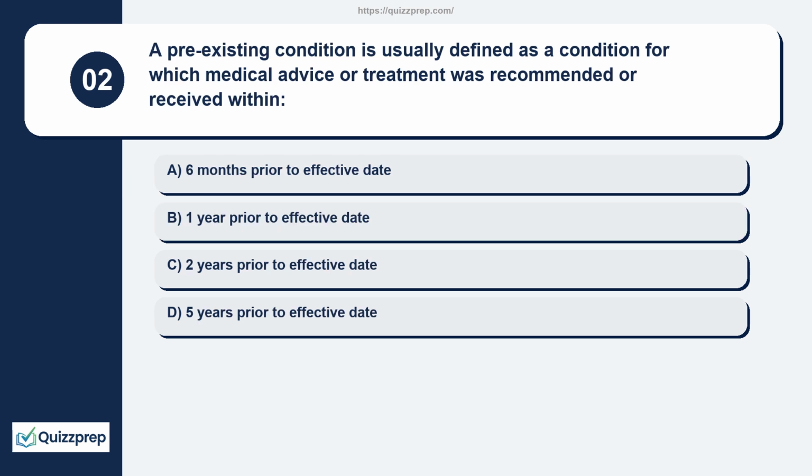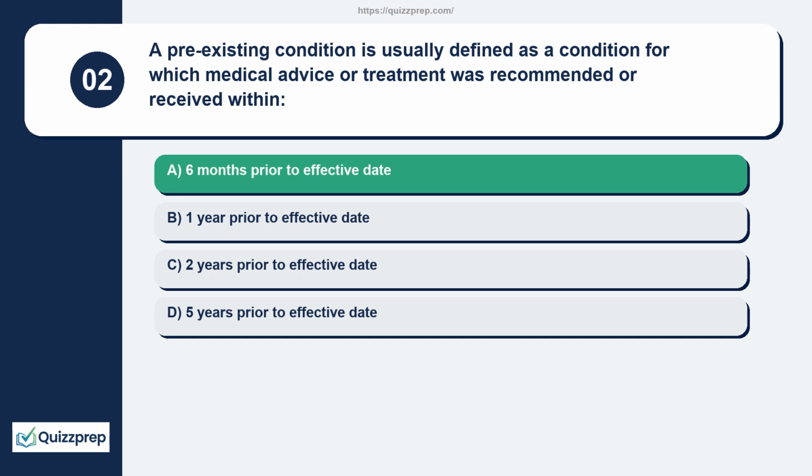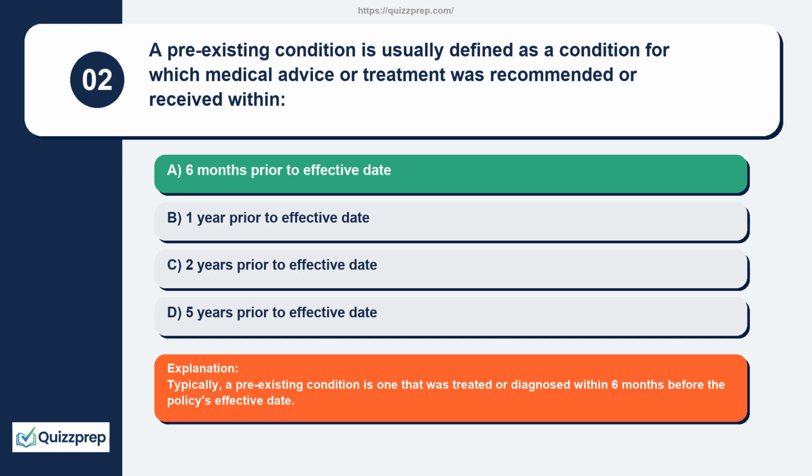Question 2. A pre-existing condition is usually defined as a condition for which medical advice or treatment was recommended or received within 6 months prior to effective date, 1 year prior to effective date, 2 years prior to effective date, 5 years prior to effective date. Typically, a pre-existing condition is one that was treated or diagnosed within 6 months before the policy's effective date.